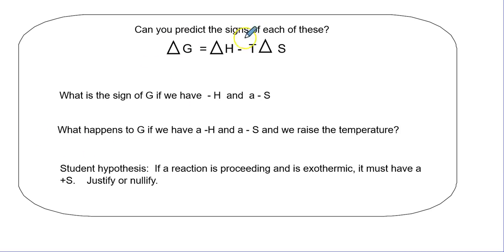All right, can you predict the signs of these? What is the sign of delta G if we have a negative delta H and a negative delta S? Take a look at this again and try it on your own. Negative times negative is positive. This is negative, so negative and positive, we don't know. Depends on temperature.